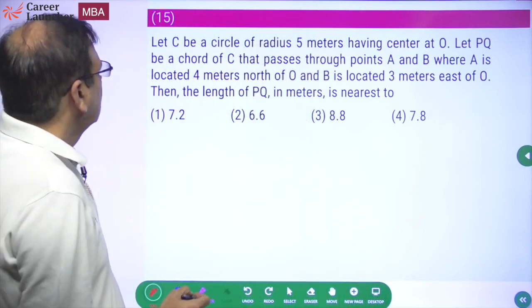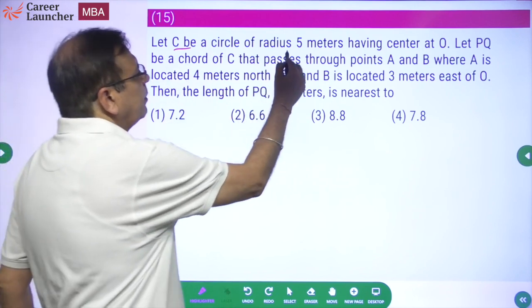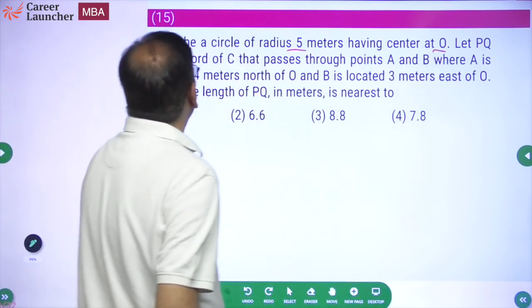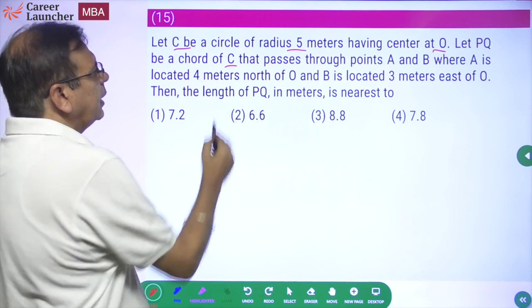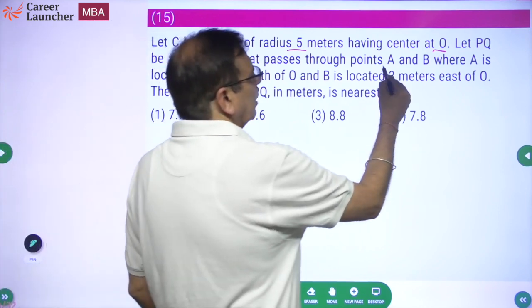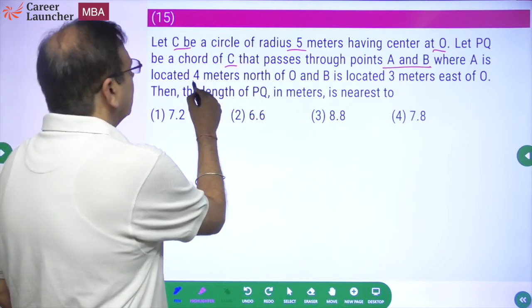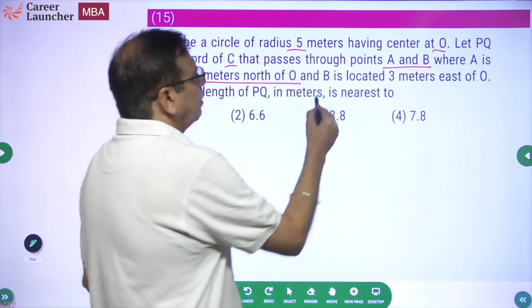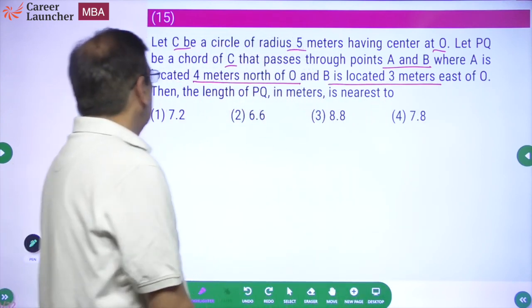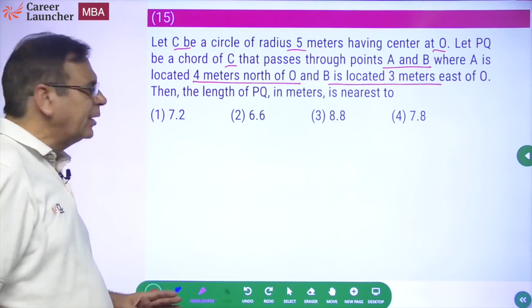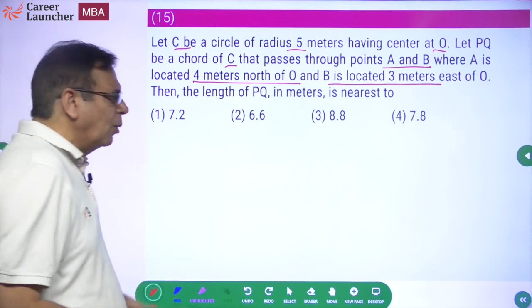Let's go. Let C be a circle of radius 5 meters having a center at O. PQ be a chord of C that passes through points A and B, where A is located 4 meters to the north of O, B is located 3 meters to the east of O. Then what is the length of PQ? If you don't understand, make a figure.